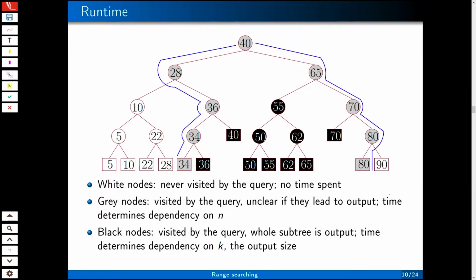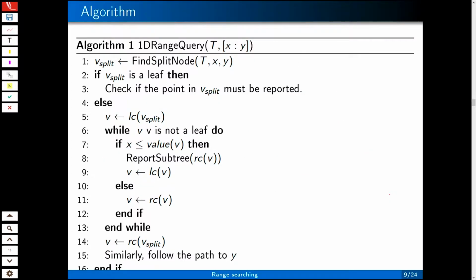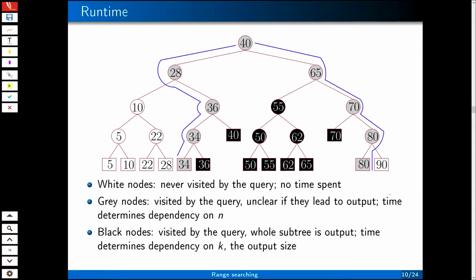So, again the biggest question is how much time I am spending doing this. How many grey nodes can be there? How many white nodes? Do I care about white nodes? Not traversing. We are not even traversing the white nodes. I do not care. What about black nodes? Do I care about black nodes? No, because I will charge them on the output size.